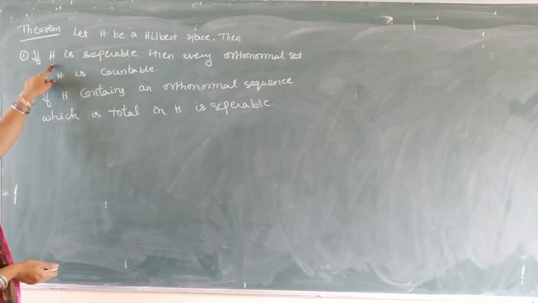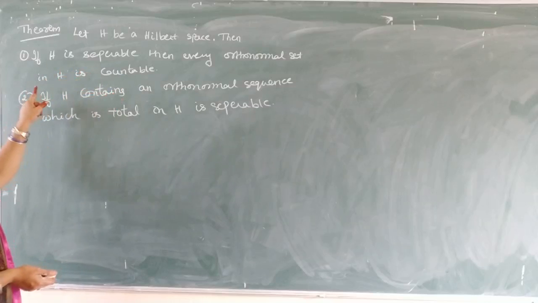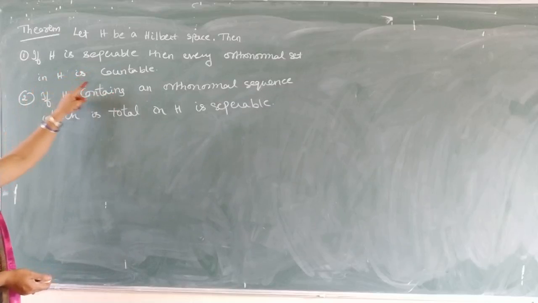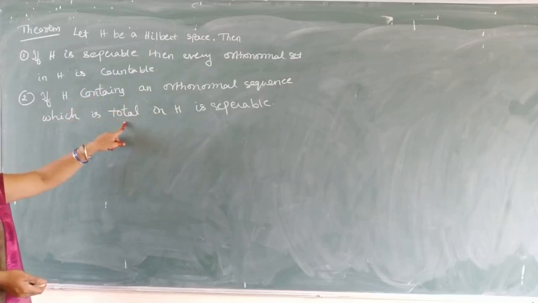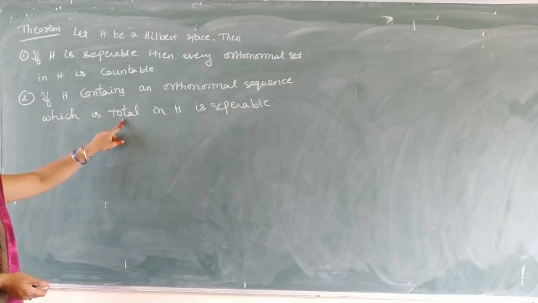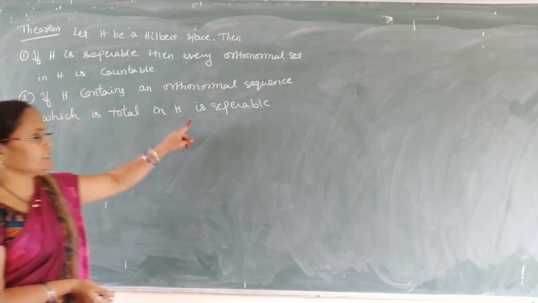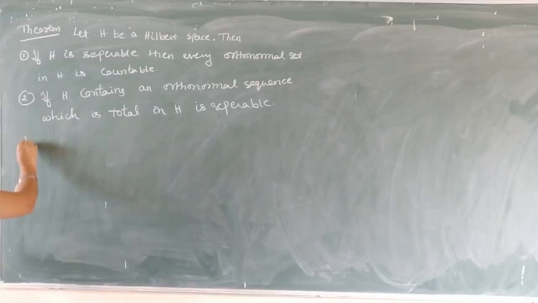Then our first point is, if H is separable, we want to show that every orthonormal set in H is countable. Second one, H contains an orthonormal sequence and it is total. Then we have to show that this H is separable. That is the second point. Here, first in the proof we have to write the given conditions. Okay, see the proof.